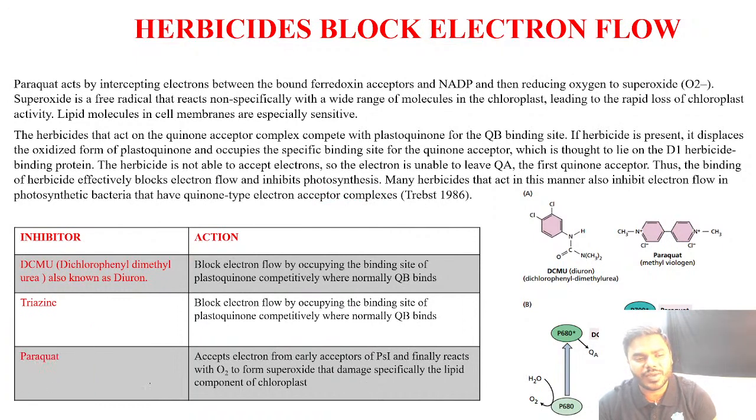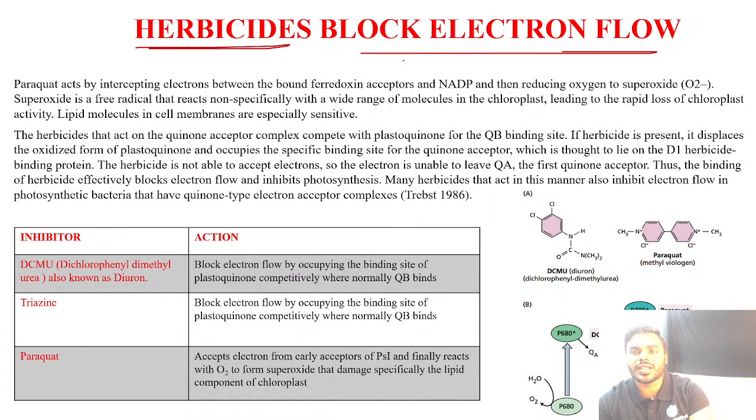Okay, now listen to me carefully. What are the various types of herbicides that block the electron flow? Here I have mentioned 3. One we call DCMU. DCMU, friends, sometimes we also call it diuron, dichlorophenyl dimethylurea. Next one, triazine. Next one, paraquat. What are the differences? Now you only try to understand. It is very important, you will get direct questions.